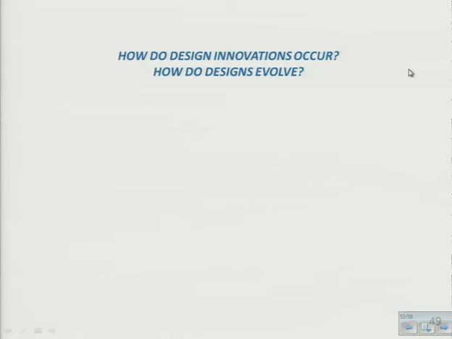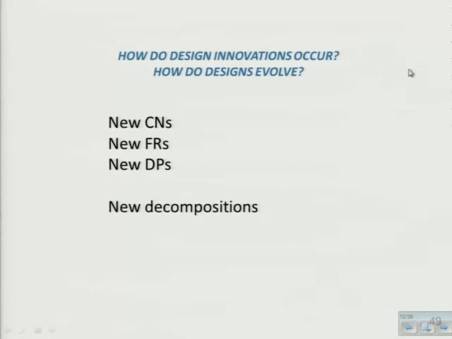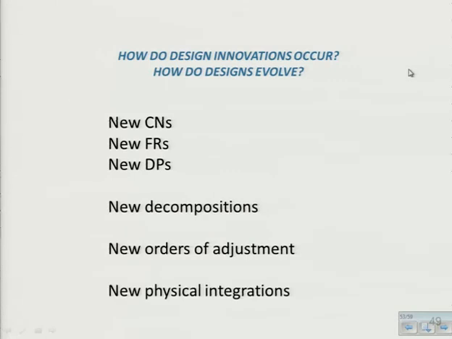And we need good technical innovations that respond to customer needs, and that's what we've been talking about. Well, how do designs evolve? So we talked about some of this in the first lecture in this series. New customer needs, new FRs, new DPs. New decompositions of the same FRs. New orders of adjustment. You can take an existing design, go in and analyze it with a matrix, and you can say, you know what, you adjust it in this order, and you're going to do better.